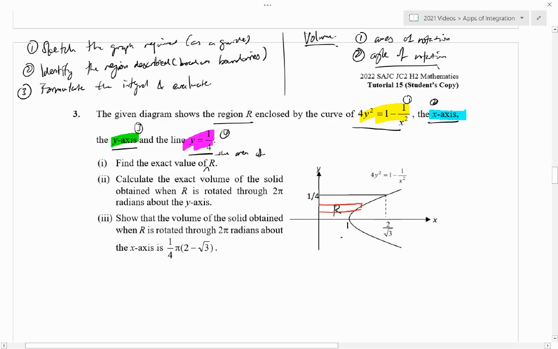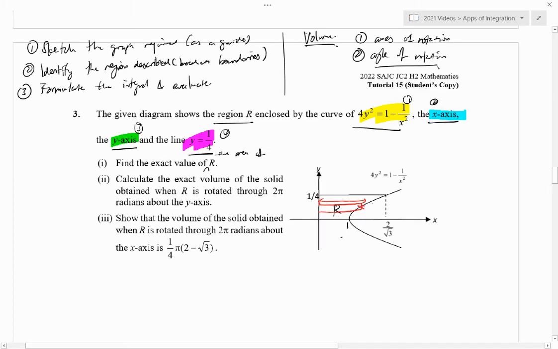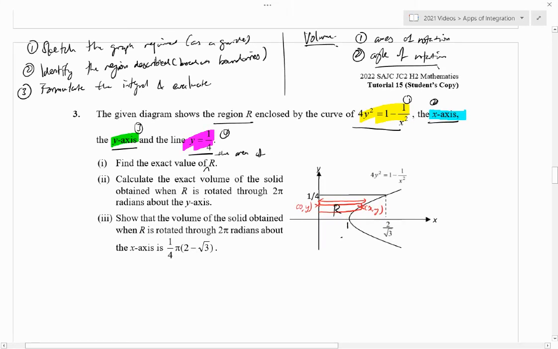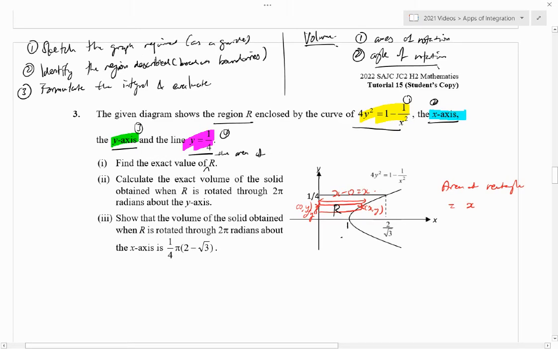All right, so let's take a look at this particular rectangle that represents all the rectangles in the region. Now, there's a length here. What is the length? This point is actually (x, y) that is given on the curve itself, and this point is actually (0, y). So if we take a good look, this would actually be x minus 0, which is x. And the breadth of this is actually delta y. Therefore, the area of this rectangle is actually x, which is the length, times the breadth delta y.